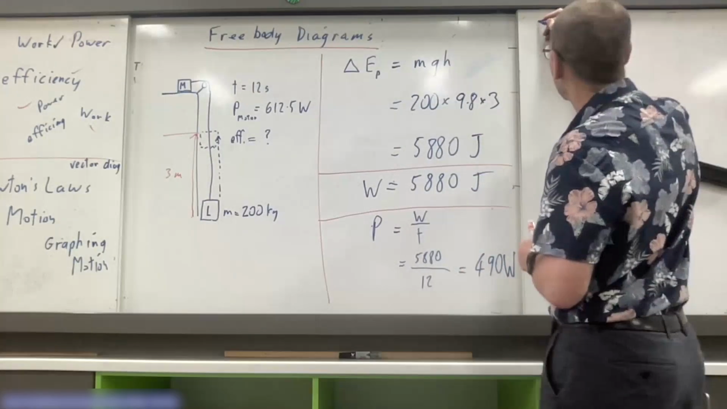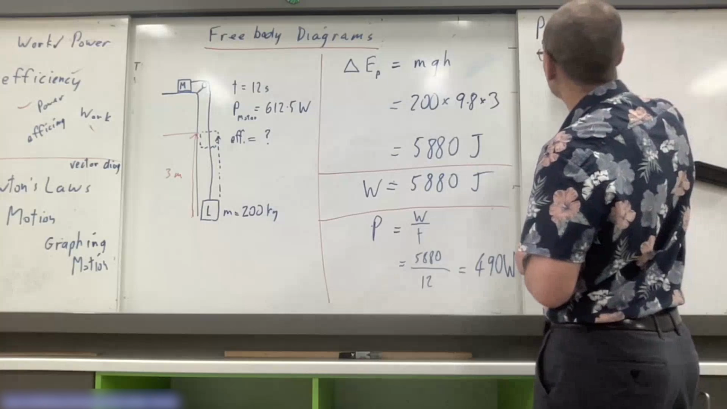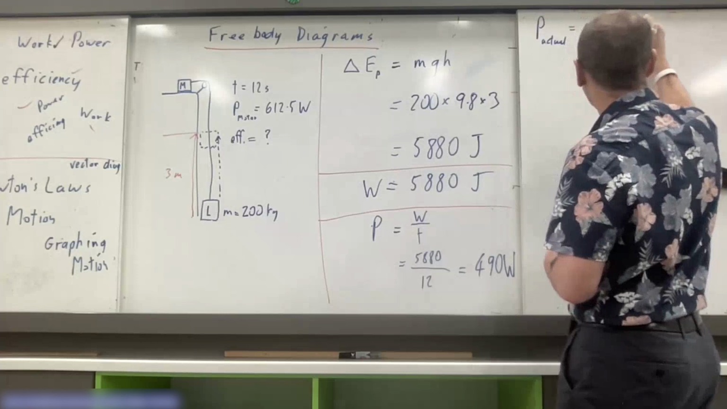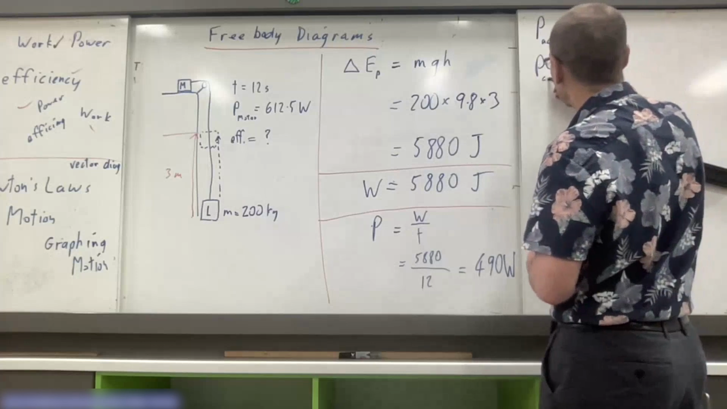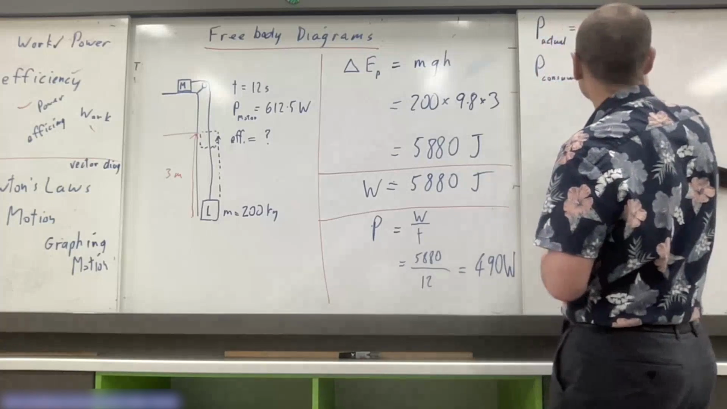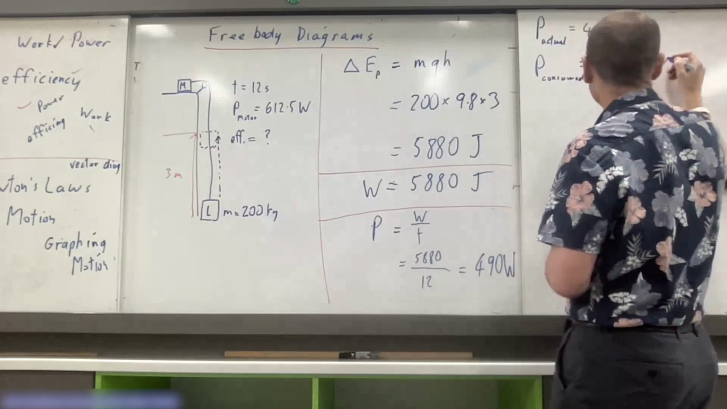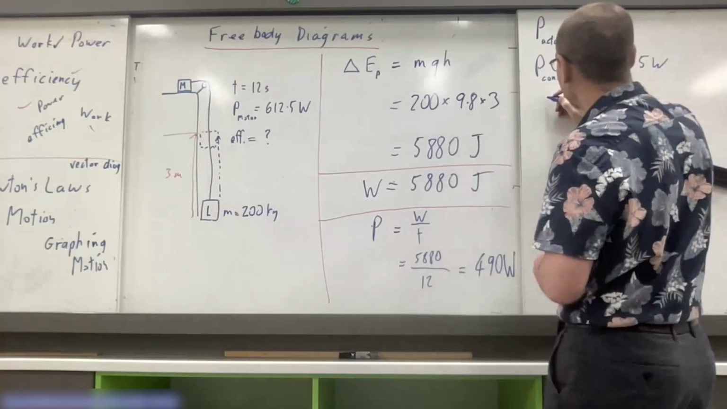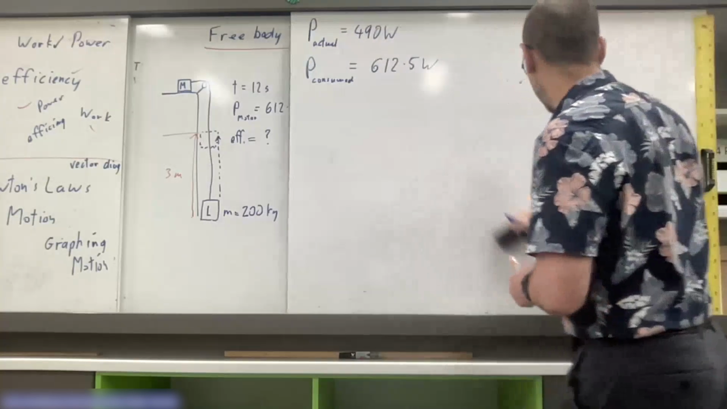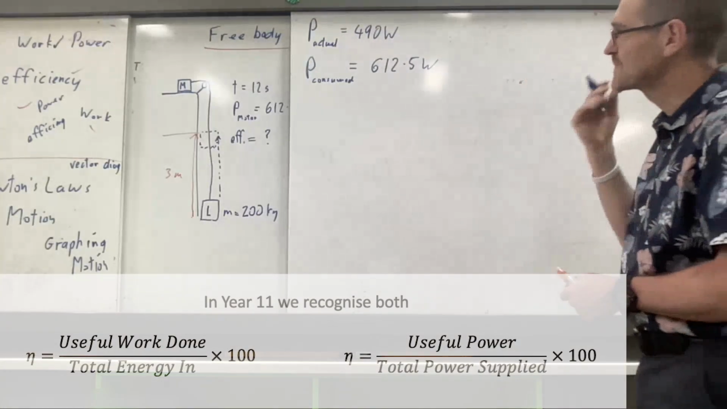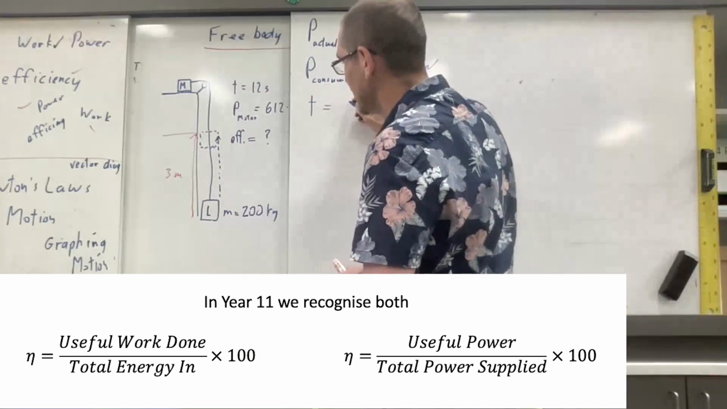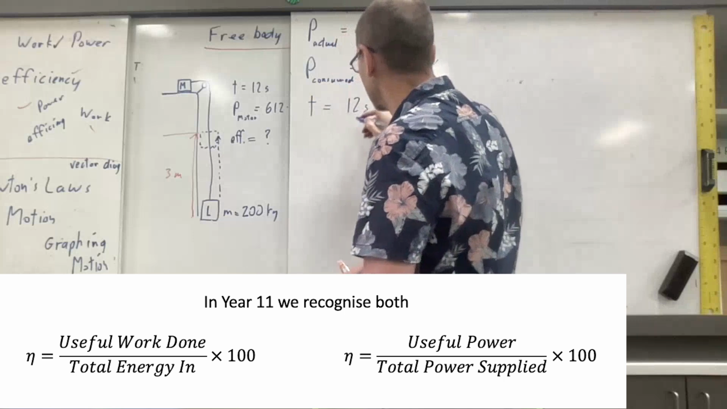So we've got power actual equals 490 watts. We've got power consumed equals 612.5 watts. And let's talk about that for the moment. So this is where we're looking at efficiency. There's this idea of time. And we said that was, I think, 12 seconds, okay?